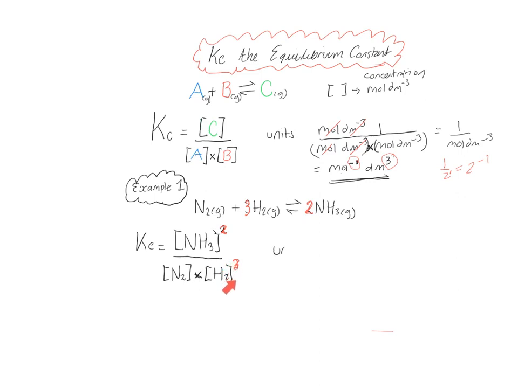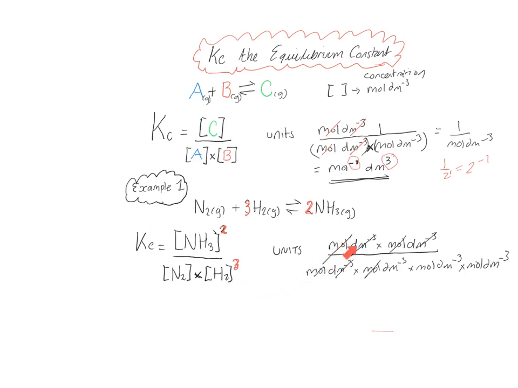Let's now work out the units for Kc because they're going to be different than in our first example. This time, if we look on the top, we have 2 moles of ammonia, so we square, so it's moles per dm cubed times moles per dm cubed. On the bottom we have 4 moles altogether, so that's moles per dm cubed for our nitrogen times moles per dm cubed times moles per dm cubed times moles per dm cubed, because we have cubed the concentration of hydrogen.